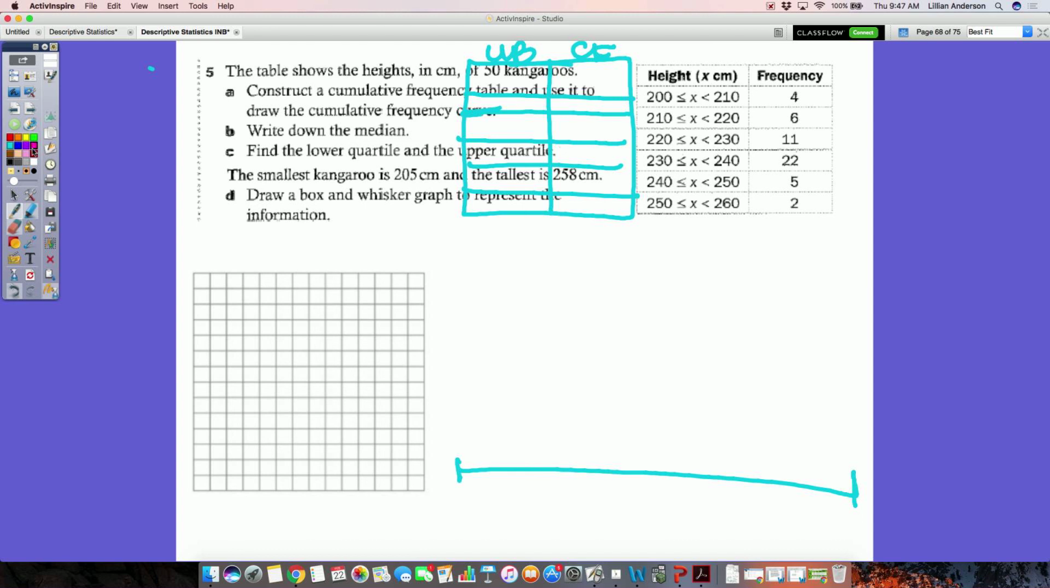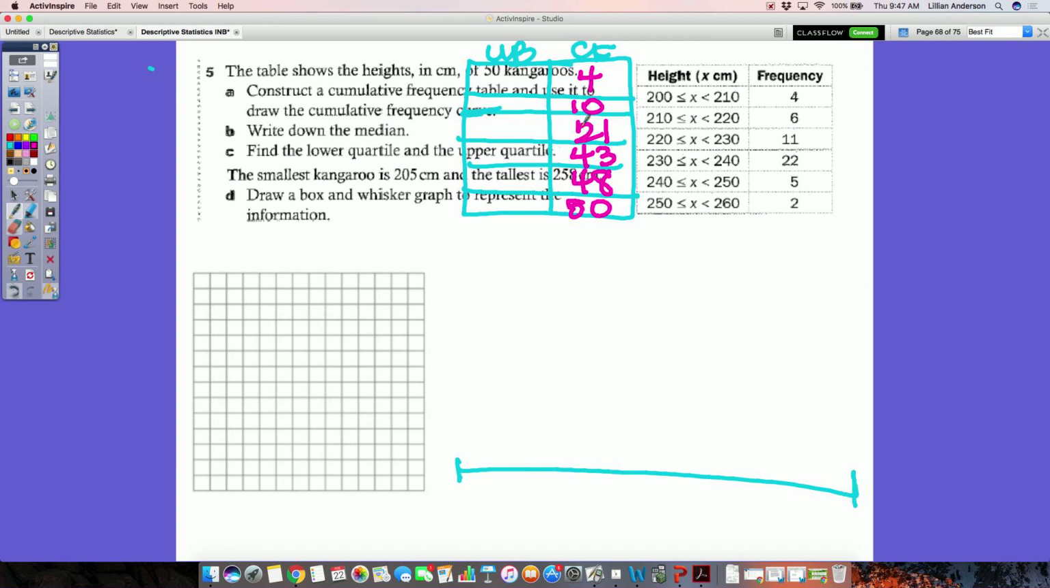All right, what is my cumulative frequency column? Read it out. 4, 10, 21, 43, 48, and 50. Remember, because the table shows the heights of 50 kangaroos, your last value in your cumulative frequency column should be 50. Again, we get those values by taking 4 plus 6 to get 10, 10 plus 11 to get 21, 21 plus 22 to get 43, and so on and so forth.